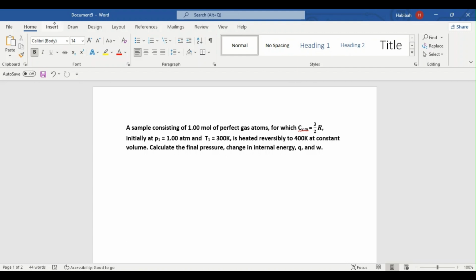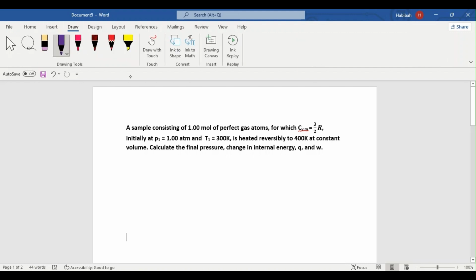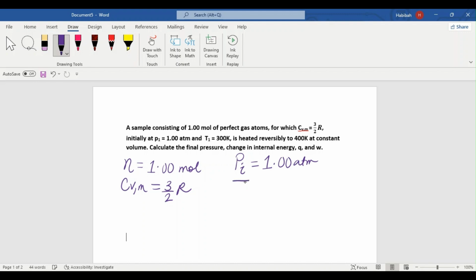The first thing you have to do when you're working with a question like this is to write out the parameters. We're told that we have 1 mole of the perfect gas, so the number of moles is 1.00 mole. The molar heat capacity, C_V,m, equals 3/2 R. The initial pressure is denoted P1, or you can say P initial, P final. That's what I'm going to be using in this question.